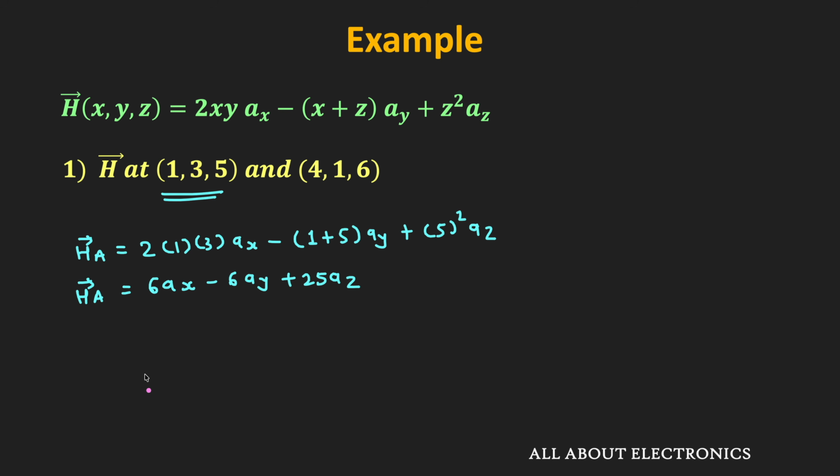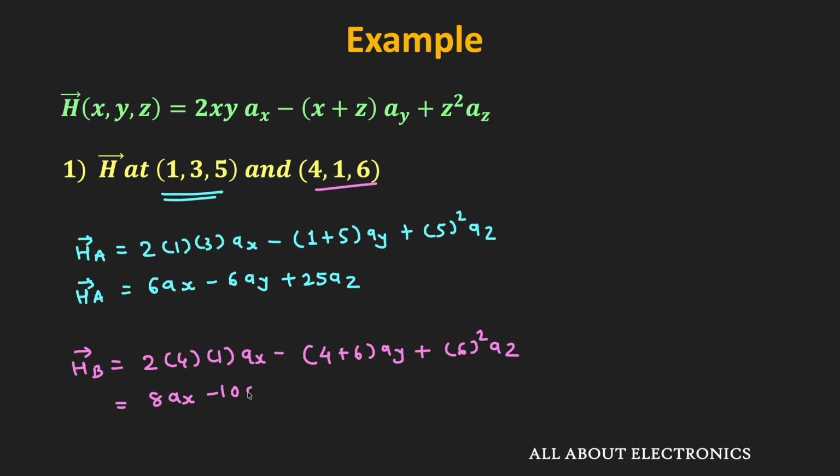Similarly, let's find another vector at this position, and let's call it the vector HB. To find this vector, we will put the values of x, y and z as 4, 1 and 6 respectively. That means the first component will be equal to 2 times 4 times 1, the second component will be equal to 4 plus 6, and likewise the third component will be equal to 6 square. That means this vector HB is equal to 8ax minus 10ay plus 36az.